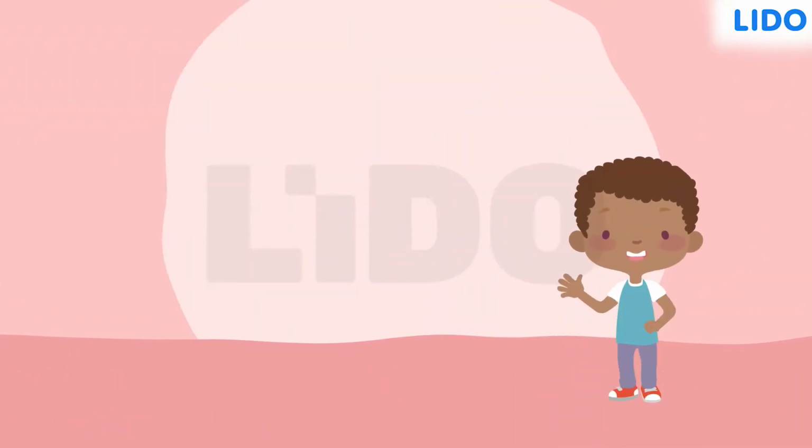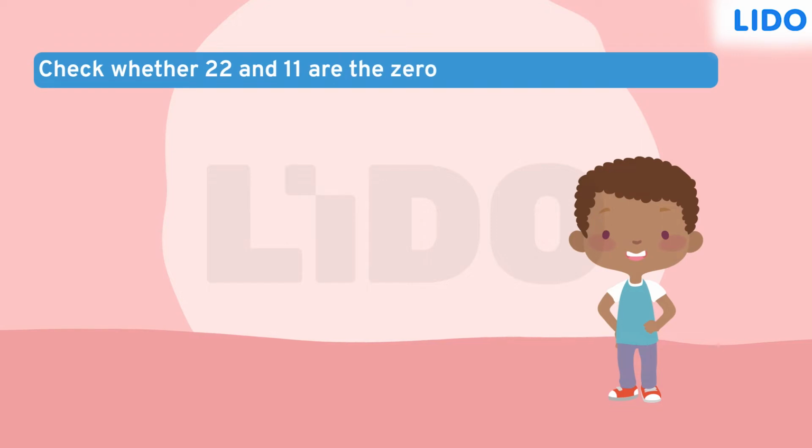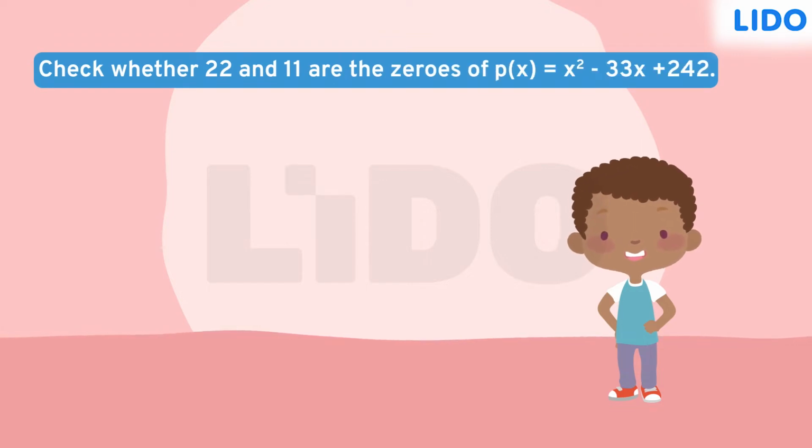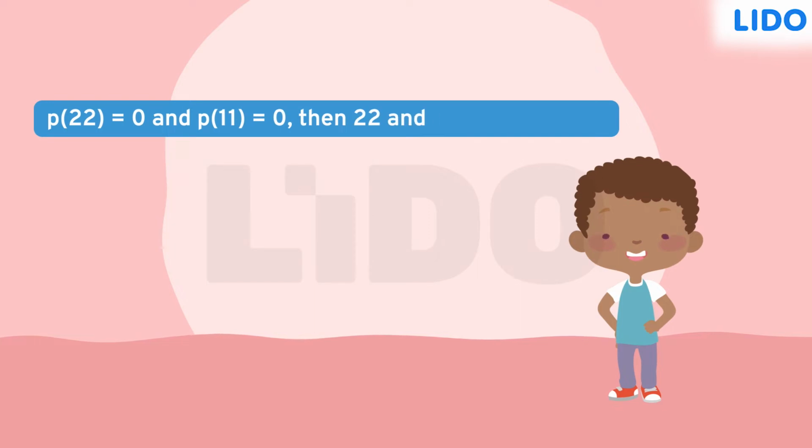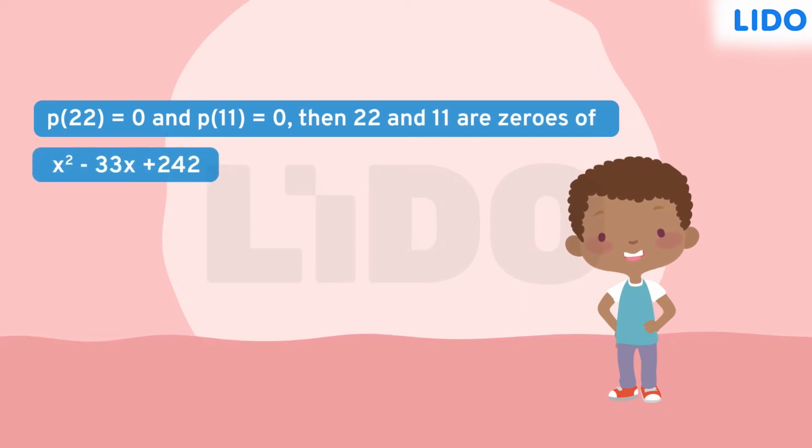Hey there, meet Nikki. Nikki wants to check whether 22 and 11 are zeros of the quadratic polynomial x squared minus 33x plus 242. One way to verify this is by substituting these values in p of x and then checking whether its value is 0 or not.